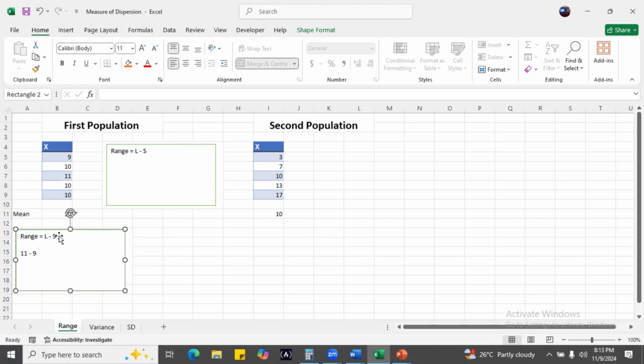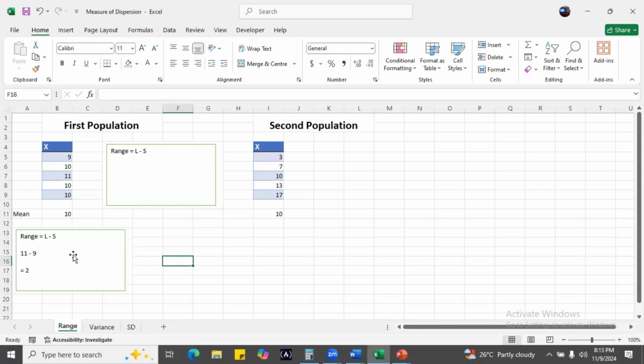Minus 9, which is the smallest value, okay? So that is what we get in this case. And if we further, 11 minus 9 will give us what? That is 2, right? So let's say 2. Let's just have this here, okay?